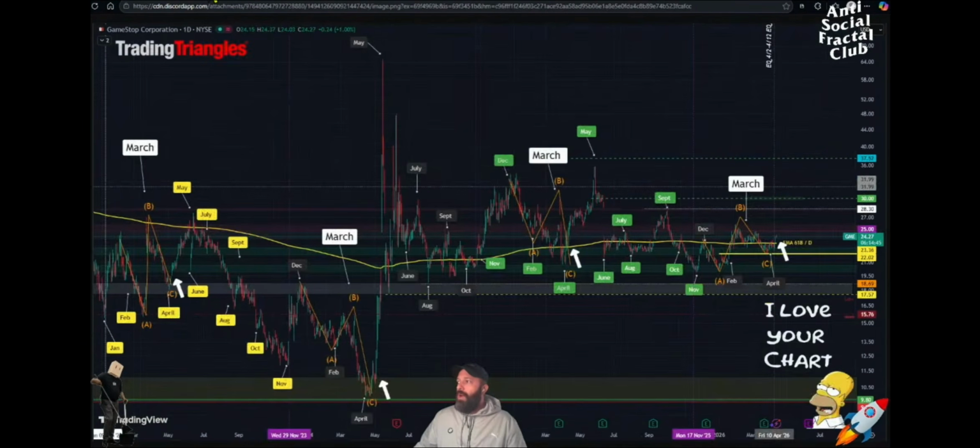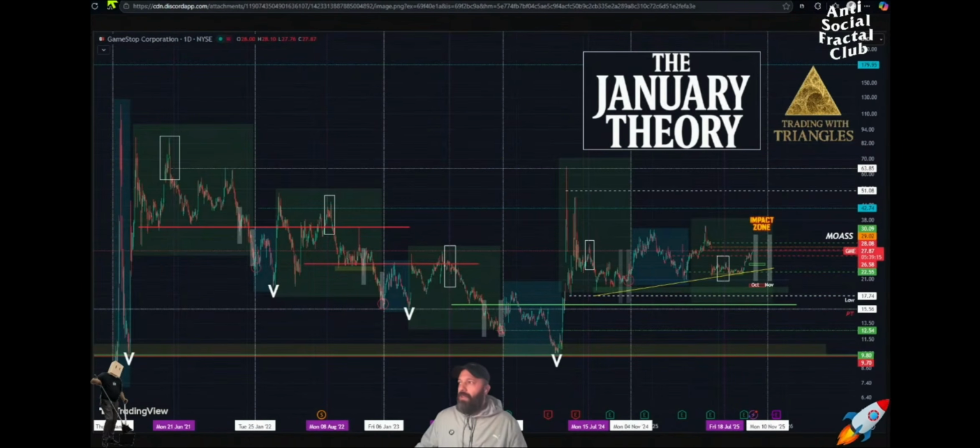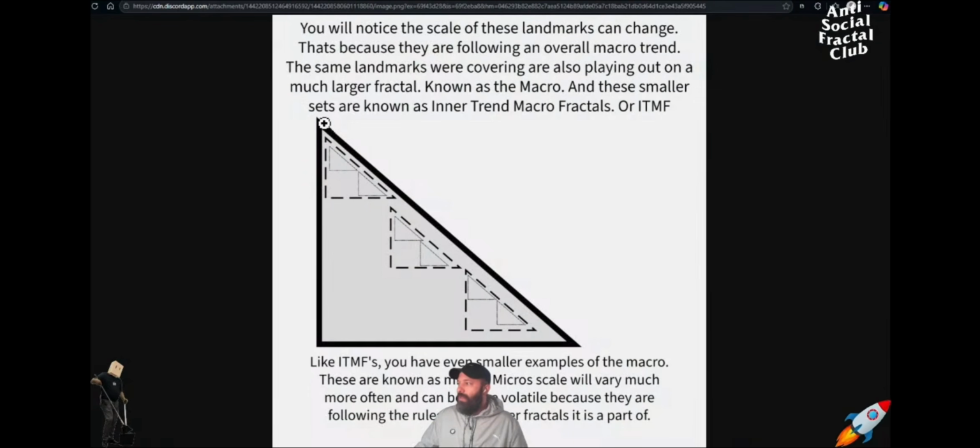So now let me show, this is a yearly cycle of landmarks. Let me start with the JANS. The JANS is a 1 year cycle of landmarks. I showed this just a moment ago, that within a macro pattern, you have these ITMFs, intertrend macrofractals. These are our yearly cycle of landmarks.